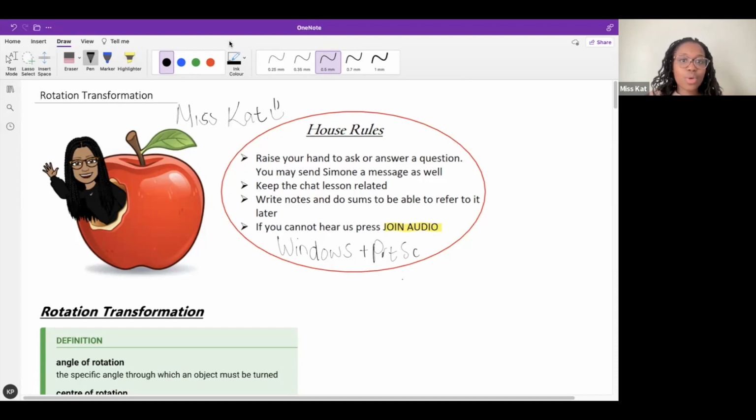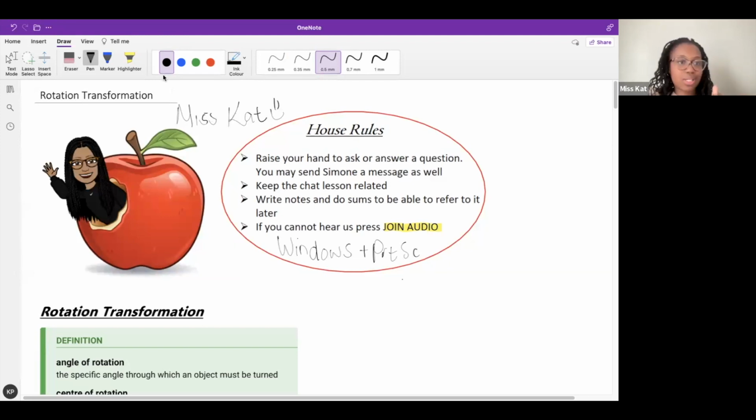Guys, that is it. So we are on our third lesson for transformations. So far we've done translation, which was moving shapes and points left to right, up and down. In the previous lesson we did reflection, which was doing the mirror reflections on the x-axis, the y-axis, and on the line y equals x. So the third one that we are doing today is rotations.